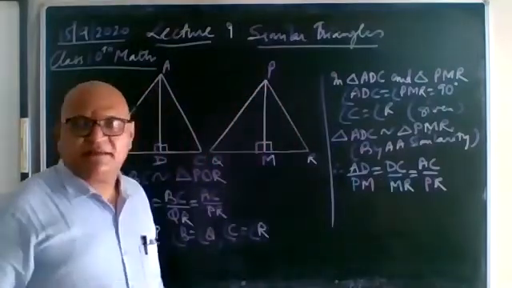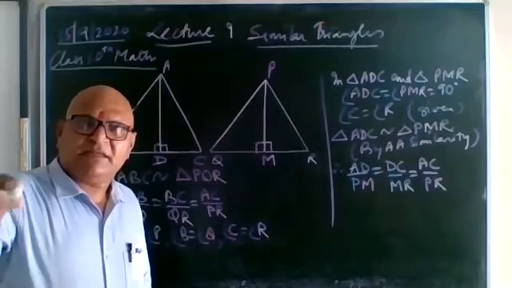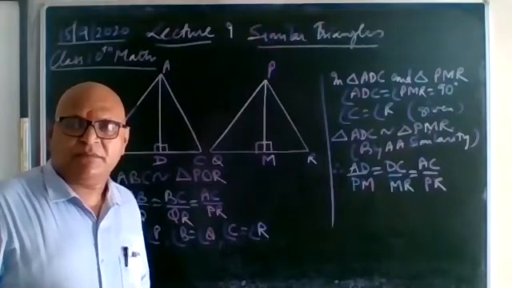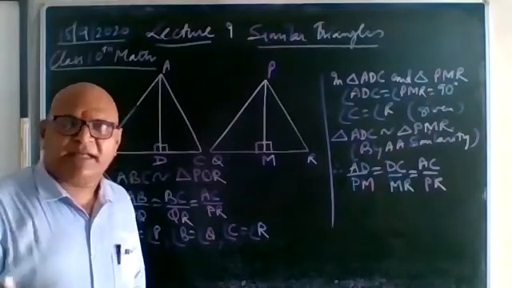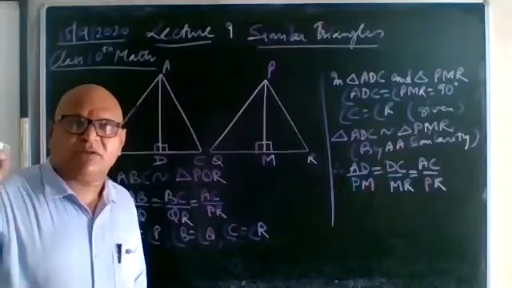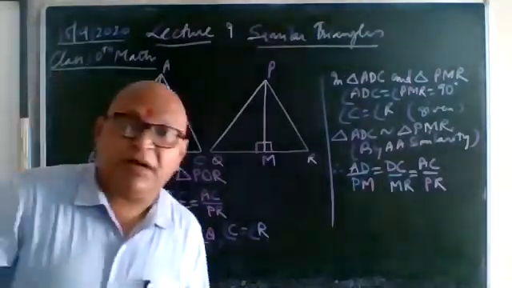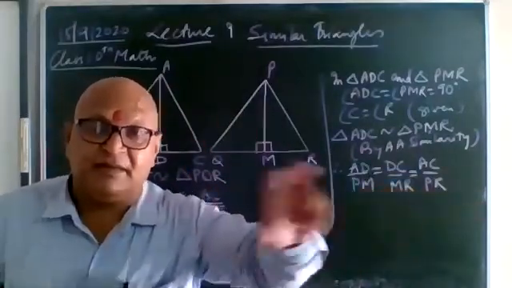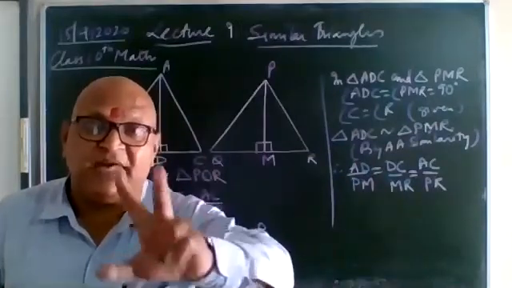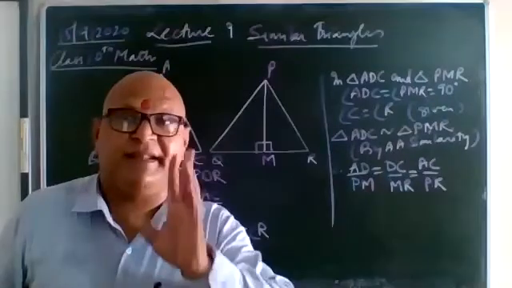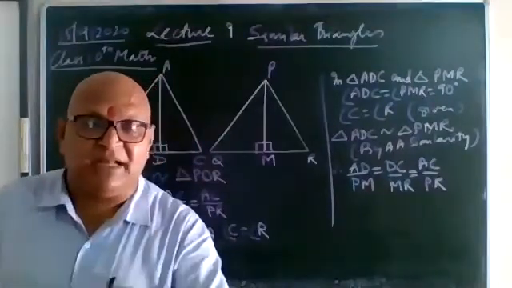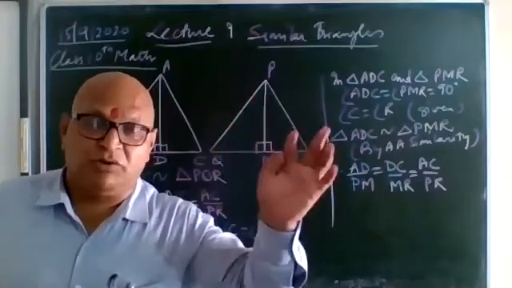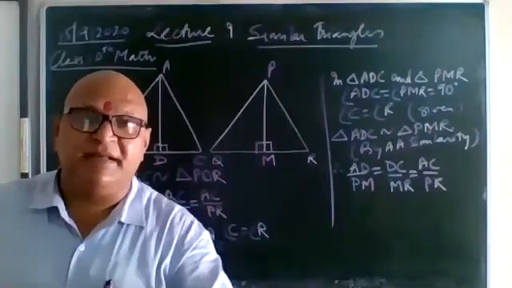So what you can say is that when two triangles are similar, sides are in proportion and altitudes are also in proportion. Understood? When two triangles are similar, altitudes are also in proportion. Sides are in proportion, then the ratio of the altitudes, ratio of medians, ratio of angle bisectors, they are also equal. You remember this is very important. When two triangles are similar, sides are in proportion and also altitude, angle bisector and median.